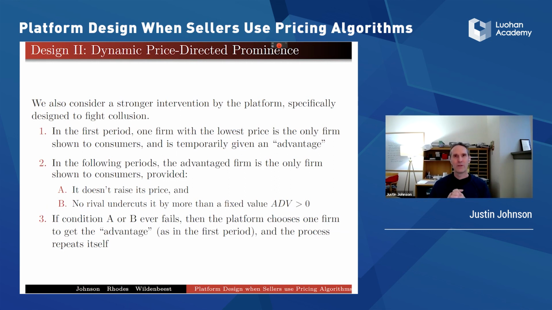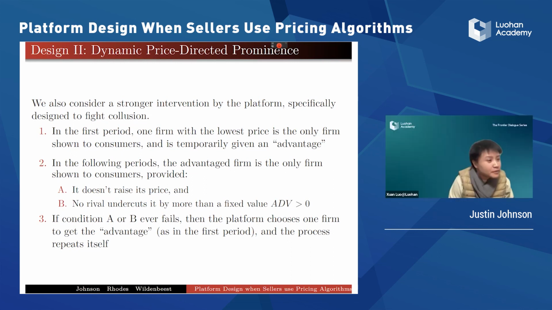And so we're going to introduce our second policy, which I guess you can't see because of the zoom bar, but it's called dynamic price-directed prominence. Okay, so it's like the previous one, and here it is in detail. I'm going to let you read that. I'm not going to. Yeah, go ahead.